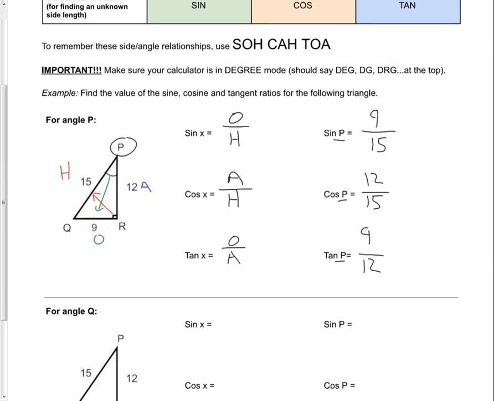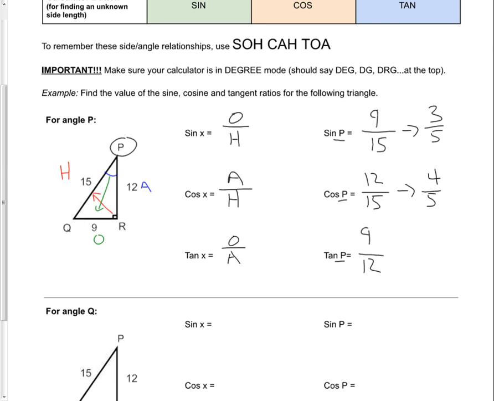Okay, so now we've gone through and we've identified what these are. Now we can continue and we can put these into lowest terms. So 9 over 15, both of these numbers can be divided by 3. So that's the same as 3 over 5. If we look at cos of P, we can put this into lowest terms as well. 12 over 15, both 12 and 15 can also be divided by 3. And that's going to actually give us 4 over 5.